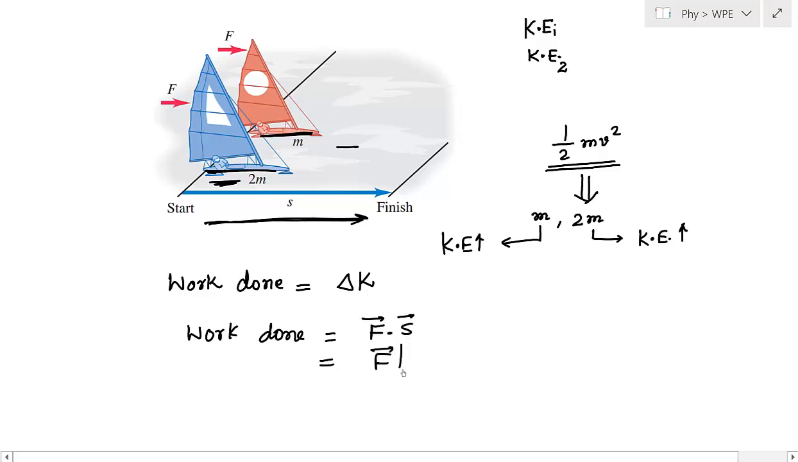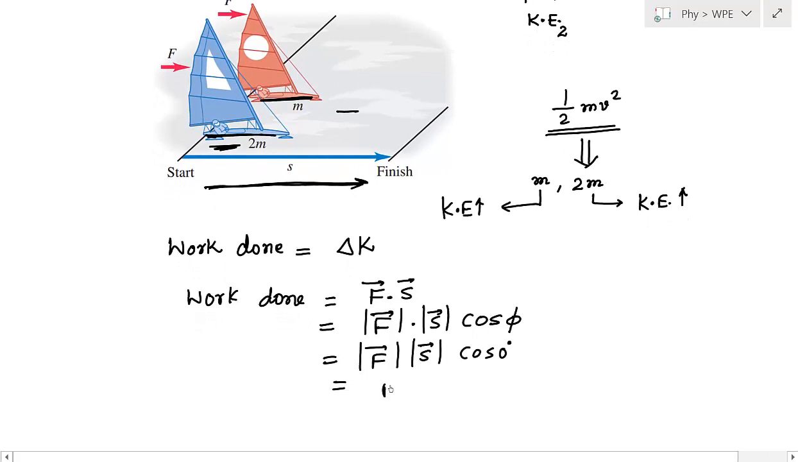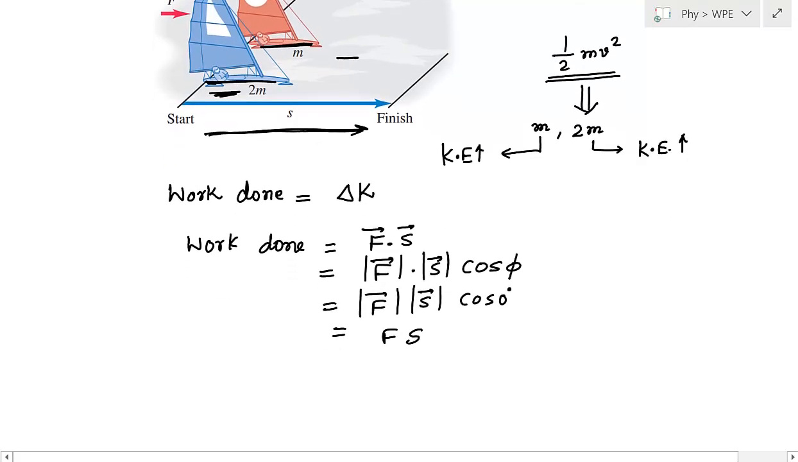and you can simply write magnitude of F, magnitude of S, that is displacement, and then cos phi. In this case, displacement and force both are in the same direction, that is the angle between displacement and force is 0. So I can simply write this as magnitude of force, magnitude of displacement, and cos of 0 degree, which is equal to 1. So I can write F times S. So magnitude of F is F and displacement traveled is S. So this is the amount of work that has been done on both the ice boats. So both ice boats have experienced the same amount of work, and that is Fs.